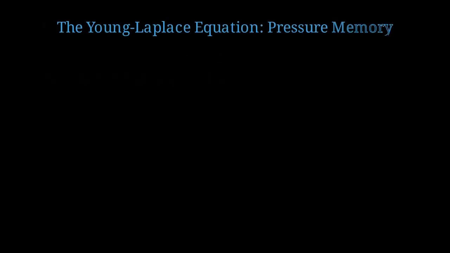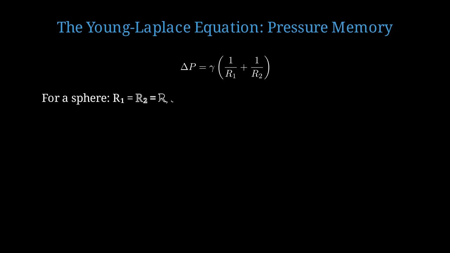Another aspect of memory involves pressure differences across the droplet interface, governed by the Young-Laplace equation. The pressure jump across a curved interface equals gamma times the sum of 1 over R1 plus 1 over R2, where R1 and R2 are the principal radii of curvature. For a perfect sphere, both radii are equal, so the pressure jump simplifies to 2 gamma over R.